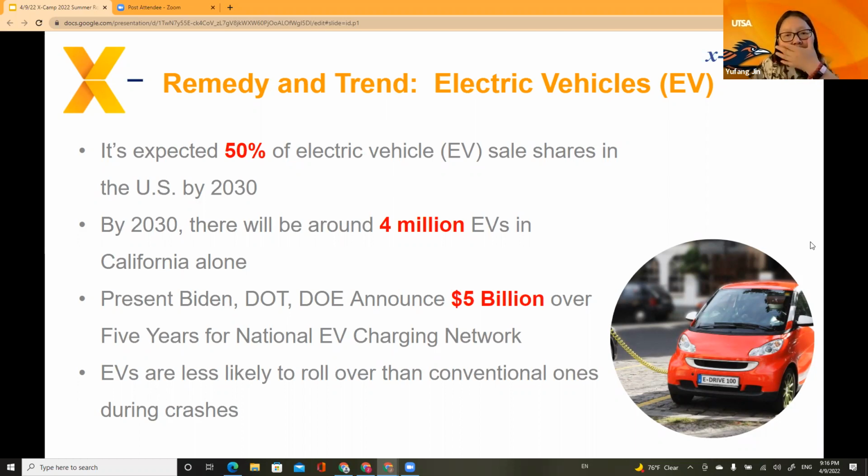And also it was just last month, President Biden and DOE all announced there will be $5 billion over 5 years for a national EV charging network. So there is going to be a big thrust to invest in electrical vehicles and the charging network. So combining with the benefit of reducing air pollution, electrical vehicles also increase the driving safety because they are less likely to roll over than the conventional cars during a crash.